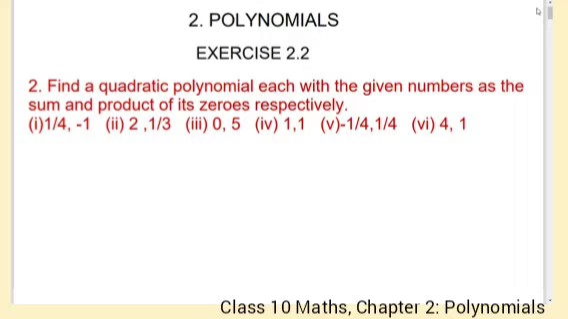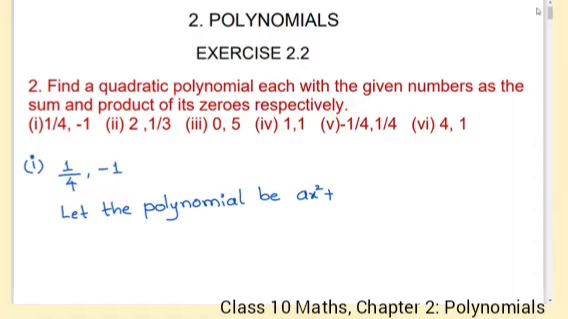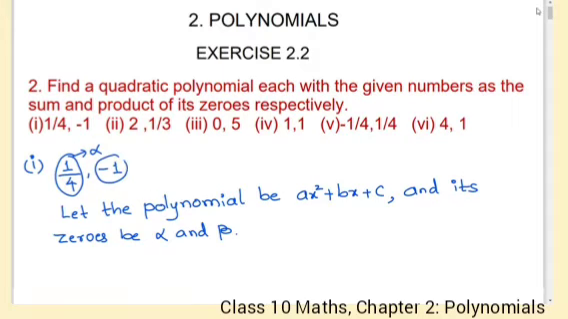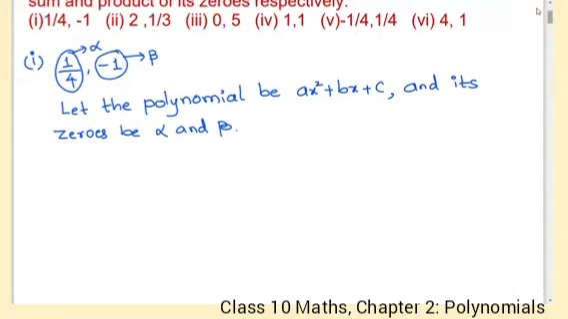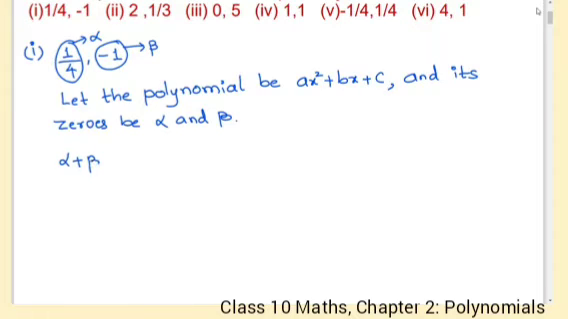Now second question, find a quadratic polynomial each with the given numbers as the sum and product of its zeros respectively. First question, 1 by 4 comma minus 1. Here what they have given is the zeros terms. Let the polynomial be ax square plus bx plus c and its zeros be alpha and beta. Here 1 by 4 is sum of zeros and minus 1 is product of zeros.